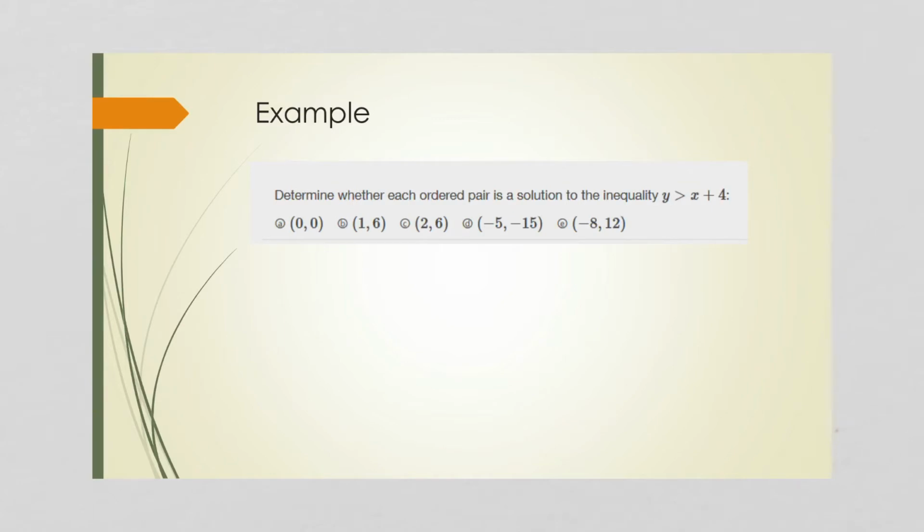We want to determine whether each ordered pair is a solution to this inequality. Let me preface this with: it is possible that all of them could be solutions. You shouldn't stop once you find a solution, because there are an infinite number of solutions to this problem. So you have to test each and every one. In this case, we put 0 in for x and 0 in for y and see if it makes a true statement.